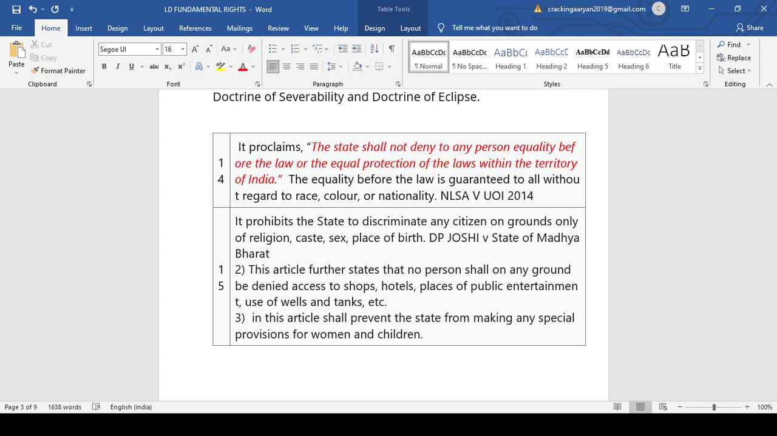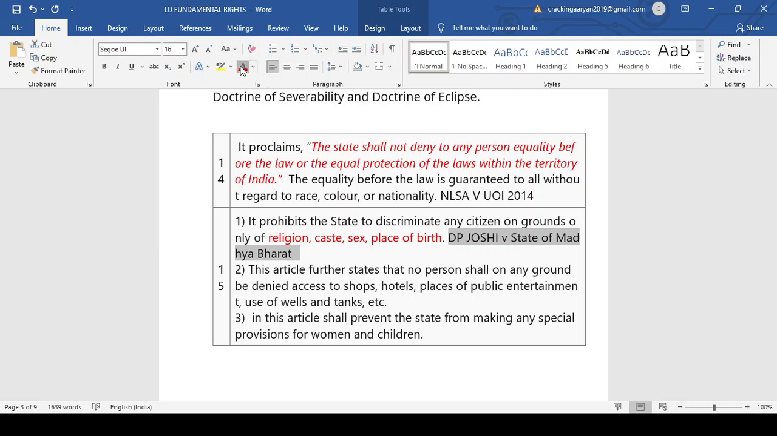Now we come to Article 15. It prohibits the state from discriminating against any citizen on grounds only of religion, race, caste, sex, place of birth. Article 15 clause 1 states that the state shall not discriminate on the basis of religion, caste, sex, place of birth. It was held in D.P. Joshi versus State of Madhya Bharat.